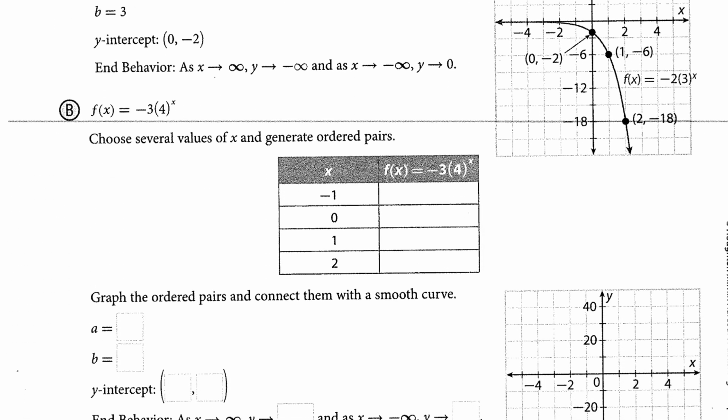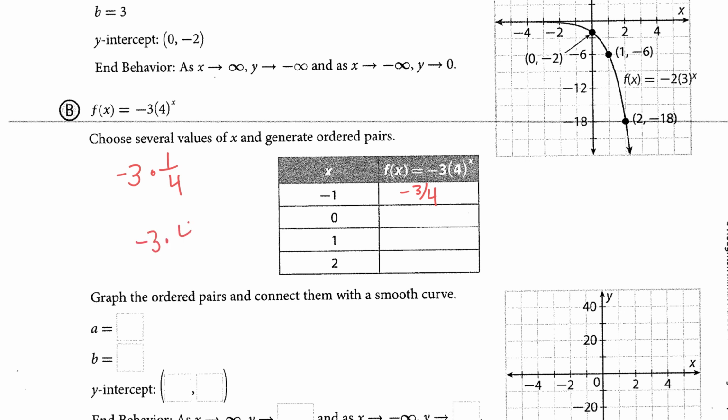B, f of x equals -3 times 4 to the power of x. Choose several values of x and generate ordered pairs. If you would like to, you can plug these into the calculator and just do the decimal version, or you can do the fraction version. It's really up to you. When we put in -1, that gives me 1/4, because we flip it over. -3 times 1/4 is -3/4, or -0.75, depending on which version you're using.